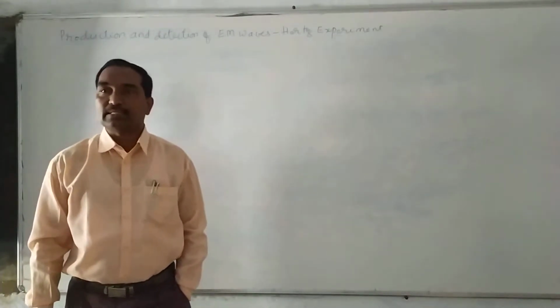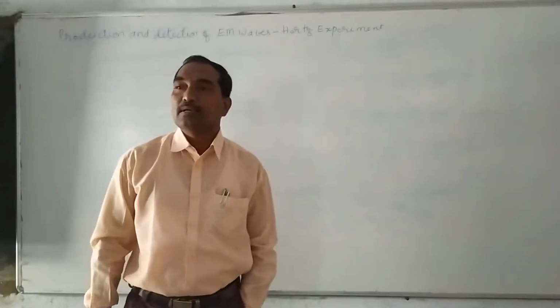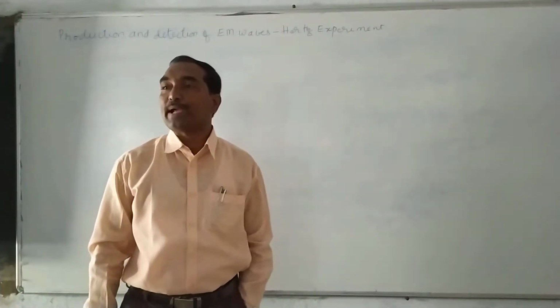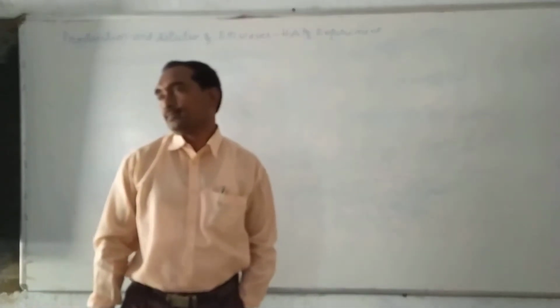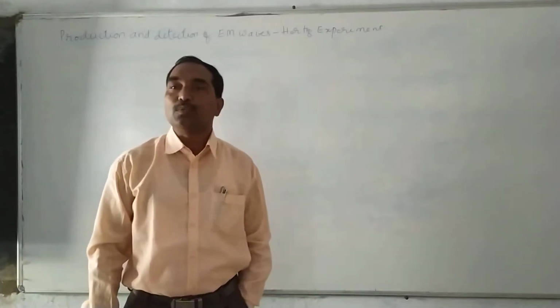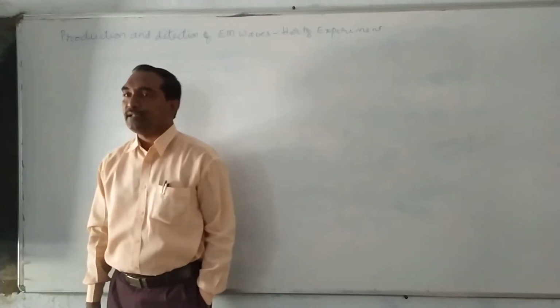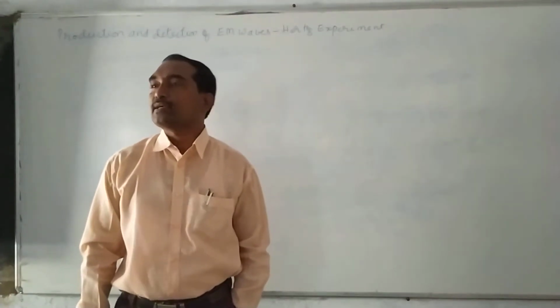So what is this velocity? Of course, he says that the velocity of electromagnetic waves in a null space is equal to the velocity of light, that is 3 × 10^8 meters per second. We already discussed this in the previous class.